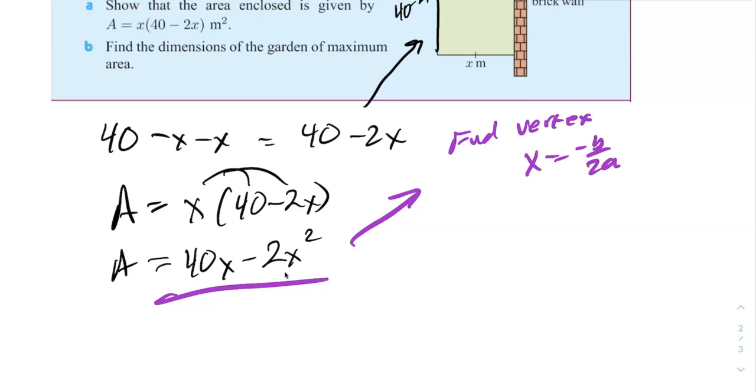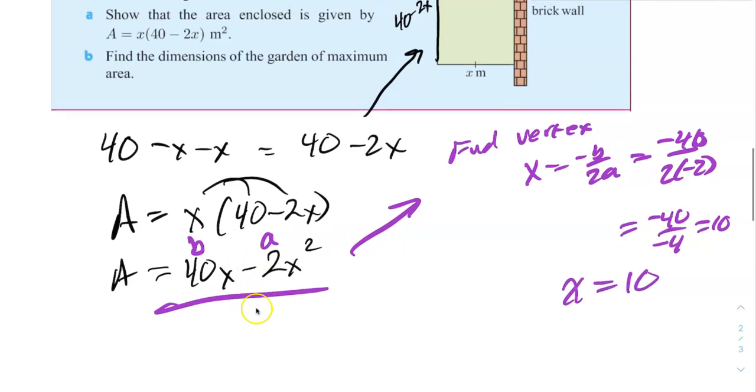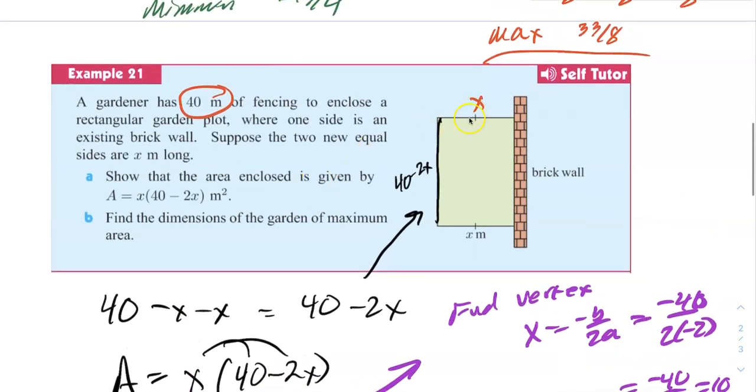Now, again, it's not written the proper way, but this is my a, because it's the x squared, and this is my b. So I'm going to get negative 40 over 2 times negative 2. So negative 40 over negative 4, which is 10. So x equals 10, not 0. So again, that's what my x is. That's the length of this guy. This is 10, and that's 10.